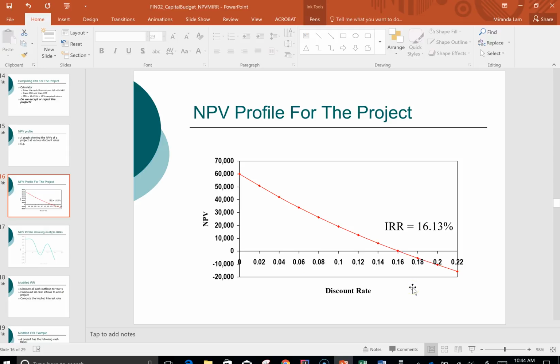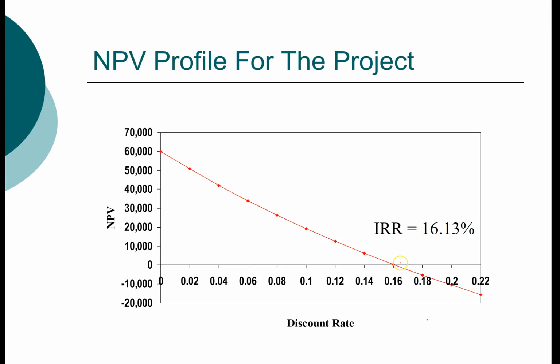And notice that we can see where the internal rate of return is. At a discount rate of around 16.13%, the net present value is exactly equal to 0. Then we call that particular discount rate the internal rate of return. So when we said that the internal rate of return is defined as the discount rate that sets the net present value to 0, when you see the net present value profile, that becomes a lot more clear.